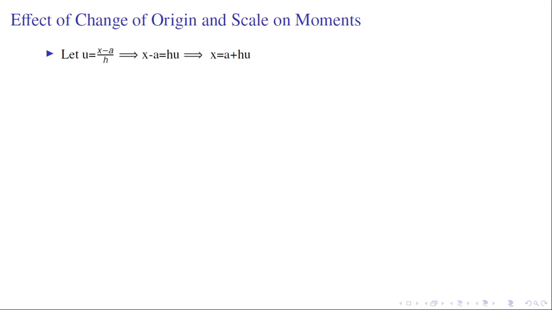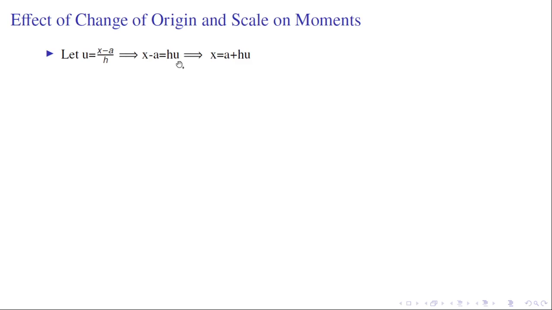If we add or subtract an arbitrary value to the variable, then that arbitrary value is called origin. If we divide or multiply with an arbitrary value to the variable, then that arbitrary value is called scale. So here let u is equal to (x minus a) by h. a is the arbitrary value, h is the interval or width of the class.